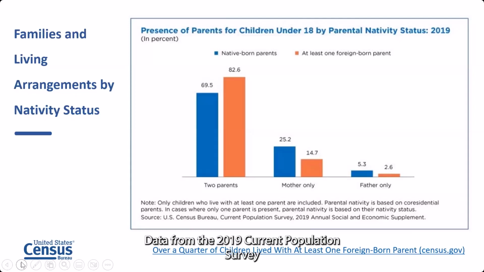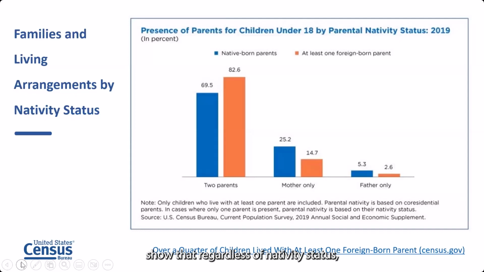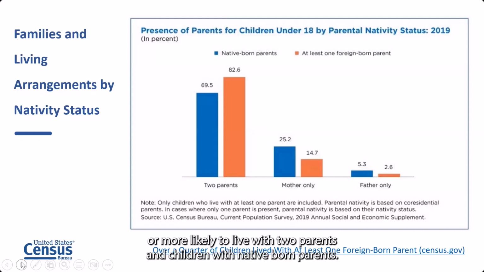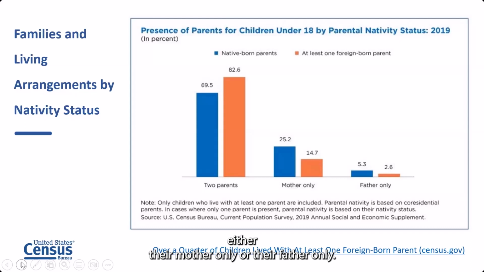Here, data from the 2019 Current Population Survey show that regardless of nativity status, most children live with two parents, but children with at least one foreign-born parent were more likely to live with two parents than children with native-born parents. Consequently, children with at least one foreign-born parent were less likely than children with native-born parents to live with either their mother only or their father only.